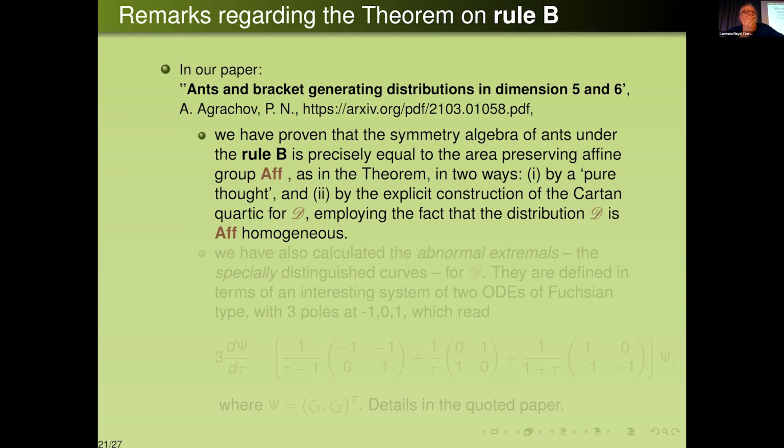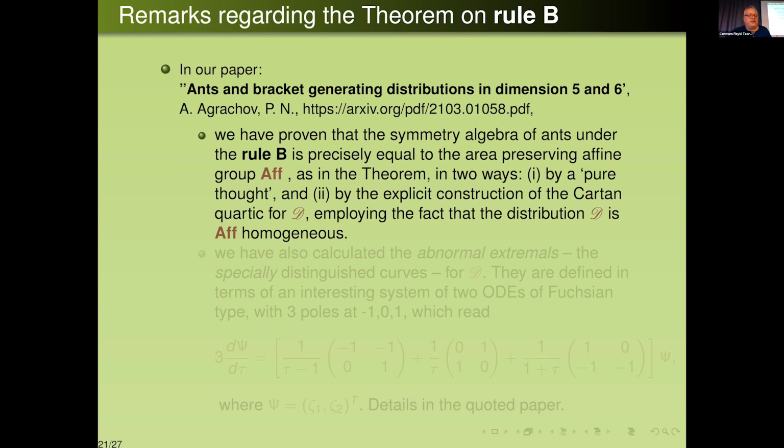Semi-direct or direct product? Semi-direct. Semi-direct product. Yes, I call it the area preserving affine group. Special, yes, because it's SL2R semi-direct product with R2.